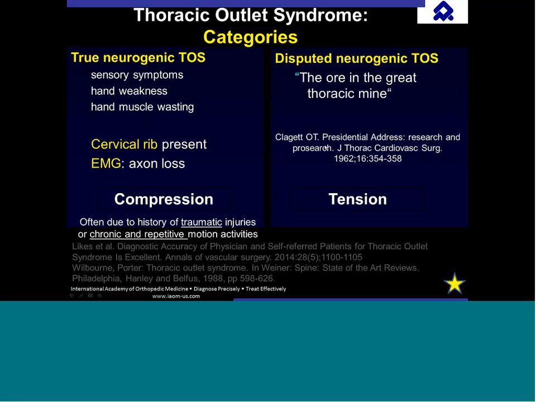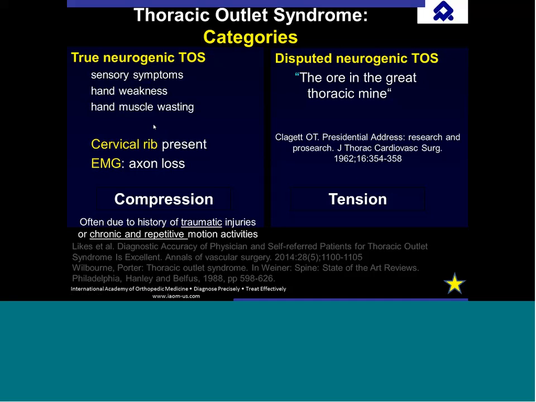So let's take a little bit of a look at these neurogenic, the true neurogenic and the disputed neurogenic. The true neurogenic classifications include actual sensory symptoms that include hand weakness, measurable, objectifiable hand weakness, and muscle wasting. Oftentimes there is a cervical rib present, and EMG is one of those tests that will confirm that we do have an objectifiable problem, an objectifiable lesion with nerve damage. The compression is often due to a history of traumatic injuries or chronic and repetitive motion activities. So in this true neurogenic, you have a neurological, an axonal impairment.